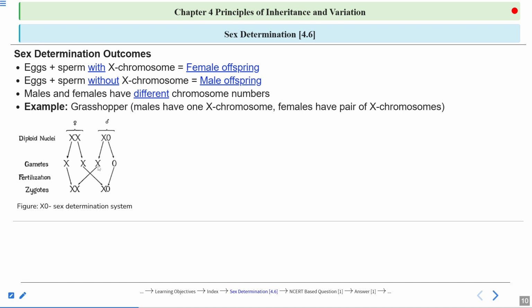Okay, half of the sperm will have X chromosome, half of the sperm will not consist of the X chromosome. This is a kind of male heterogamety. Males are producing two kinds of sperms. Now fertilization will occur. Fertilization is always random, and the zygote will be formed. If the egg is fertilized by the sperm having X chromosome, it will develop into female offspring. If the egg is fertilized by the sperm which doesn't consist of X chromosome, it will develop into male. So this is X0 sex determination system.